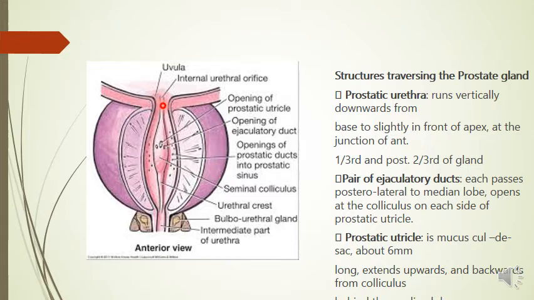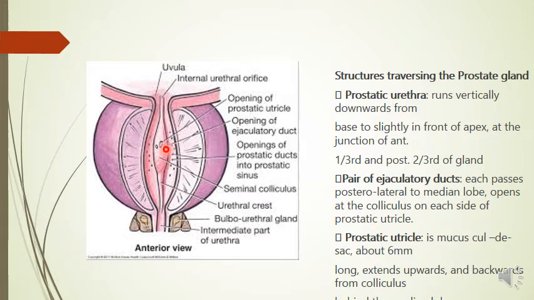And then a pair of ejaculatory ducts here. These two are the ejaculatory ducts. The pair of ejaculatory ducts pass posterolaterally here to the median lobe and open at the colliculus. This is the colliculus seminalis. This bulge is the colliculus seminalis. And here we are seeing the ejaculatory ducts.